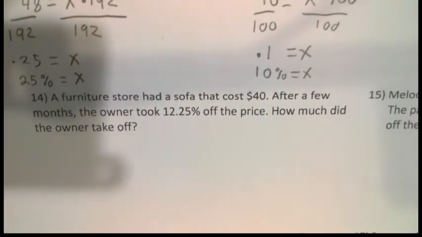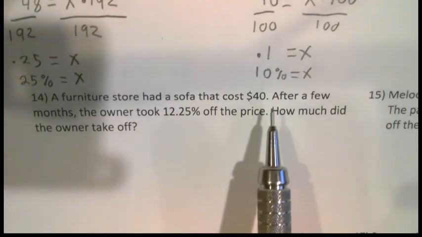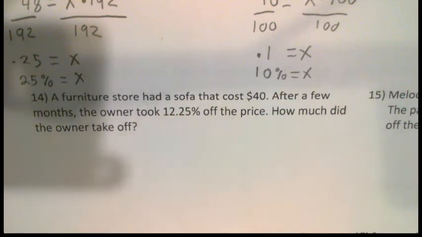A furniture store had a sofa that cost $40. After a few months, the owner took 12.25% off the price. How much did the owner take off? Okay, I'm going to solve each of these by taking the total price, applying the percent, and that will give me either the discount, or, if I add it, tax or tip, something like that.